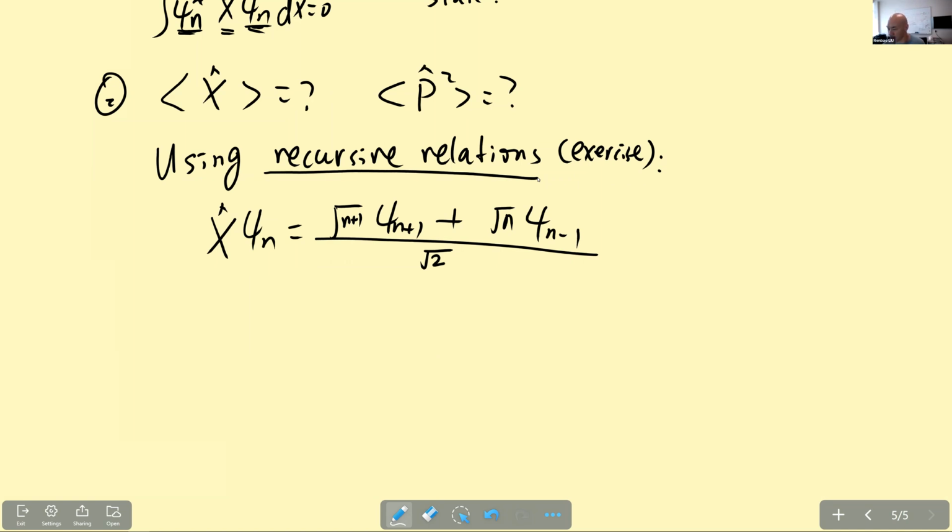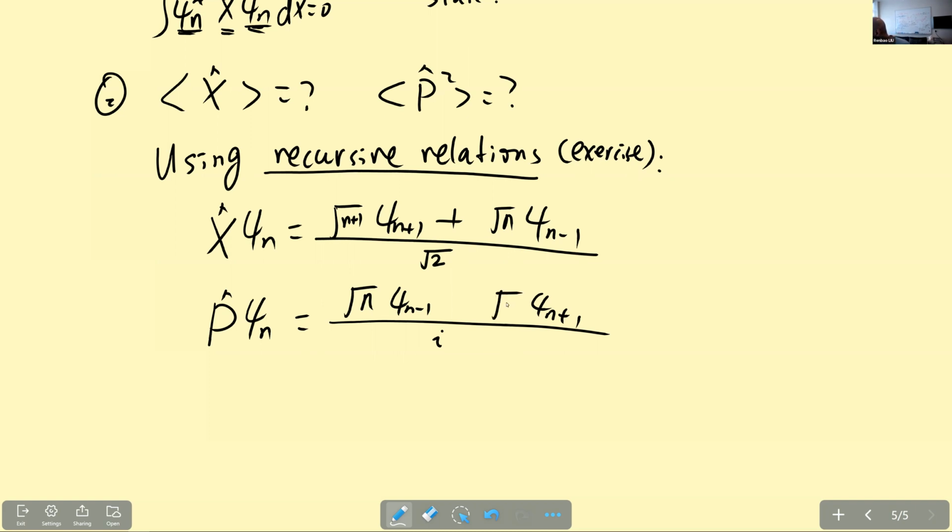And similarly, you can apply the momentum operator on this one. And now you can see that there must be an i right here, because the momentum operator has a factor of i, right? And there's also state m minus 1 and state m plus 1, okay? And the coefficients are the same, except that there is a minus i right here, okay?